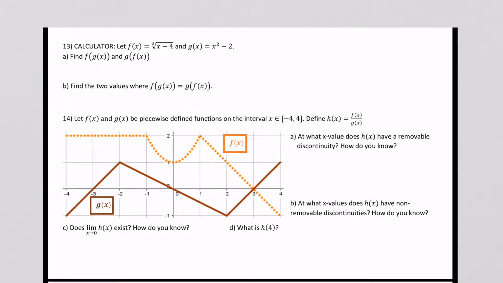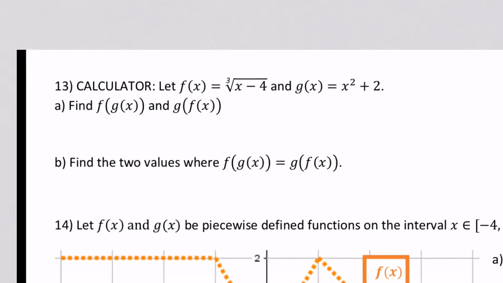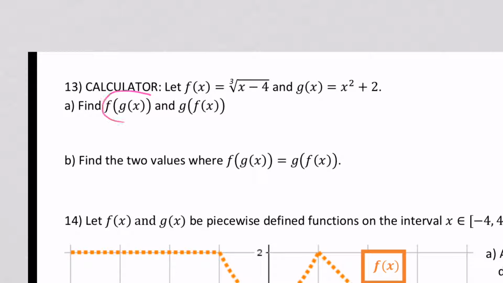How exciting. Let f of x equal the cube root of x minus 4, and let g of x equal x squared plus 2. We want to find f of g of x and g of f of x, a composition of functions. This first one says start writing the f function. So f of g of x, we will start writing the f function.